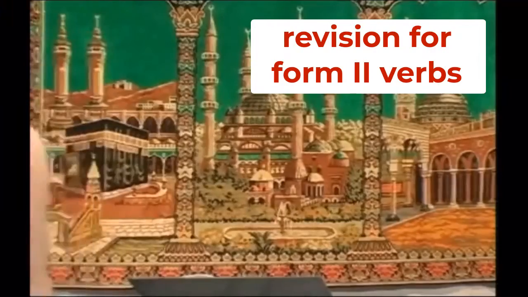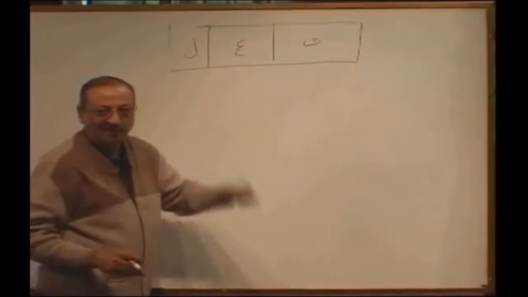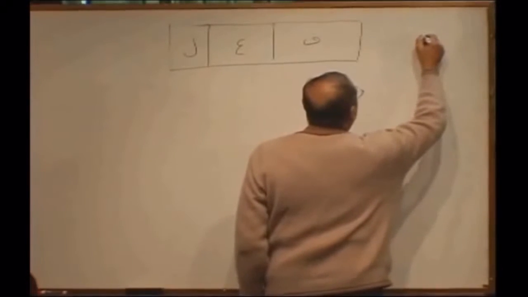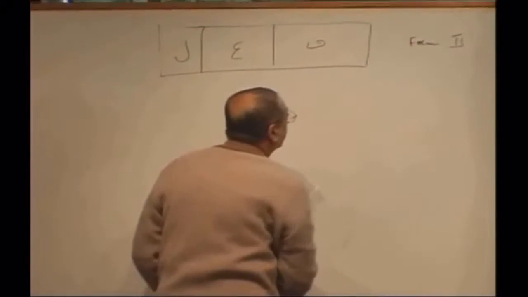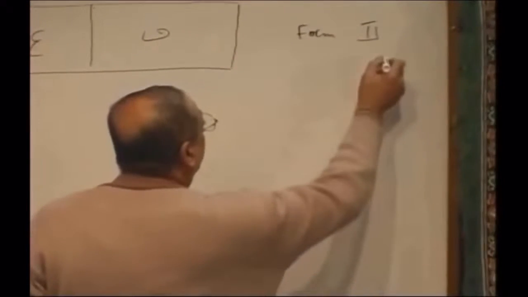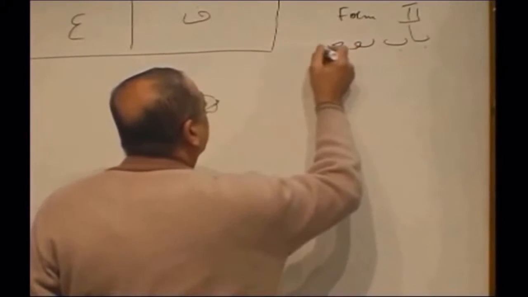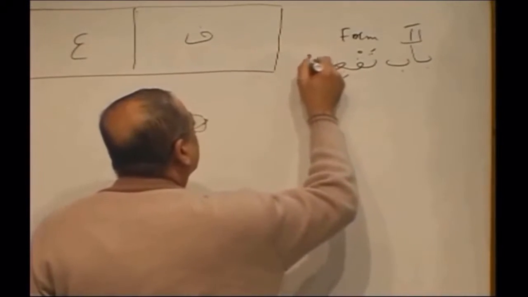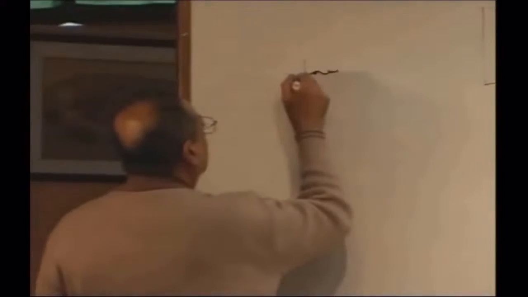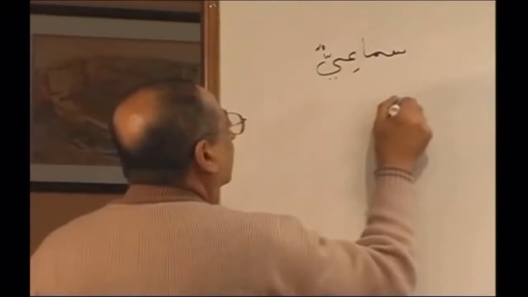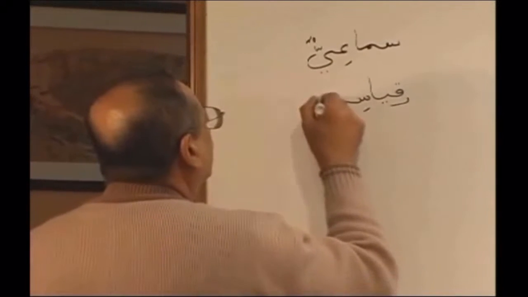I will be doing something like this today. These are supposed to be equal, but now I am not an artist, brother. So, it's called Form 2. Form 2. Also, we call it bab taf'il. This is something I'll be explaining to you, brothers and sisters. Okay, bab taf'il. And you have to remember one thing, brother. Sama'iyun and qiyasiyun. You will remember these two terms, brothers and sisters.